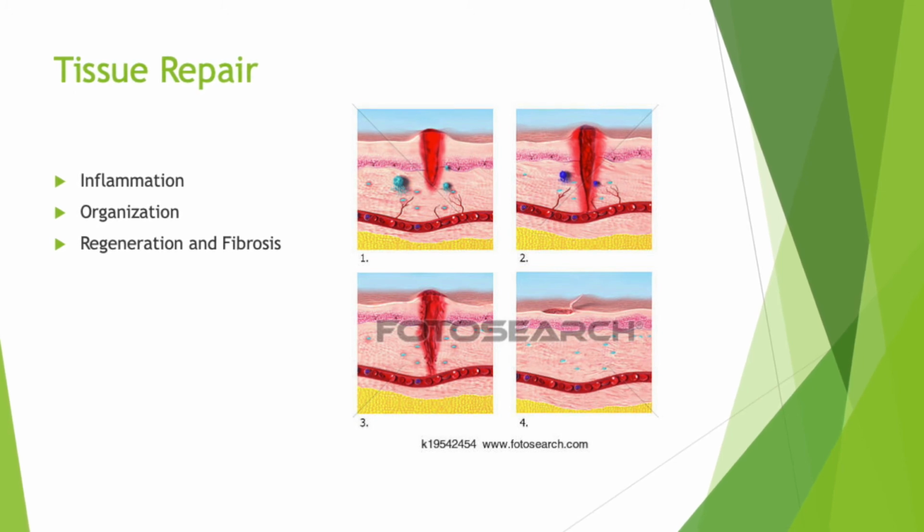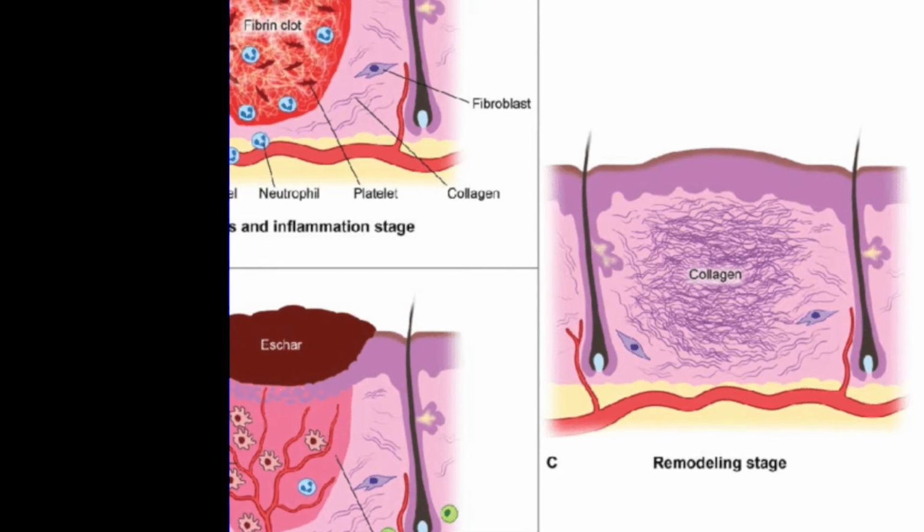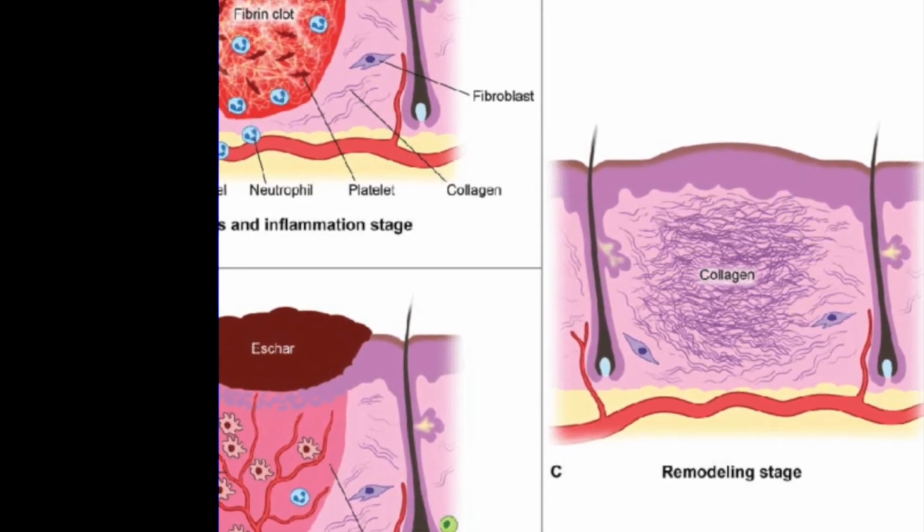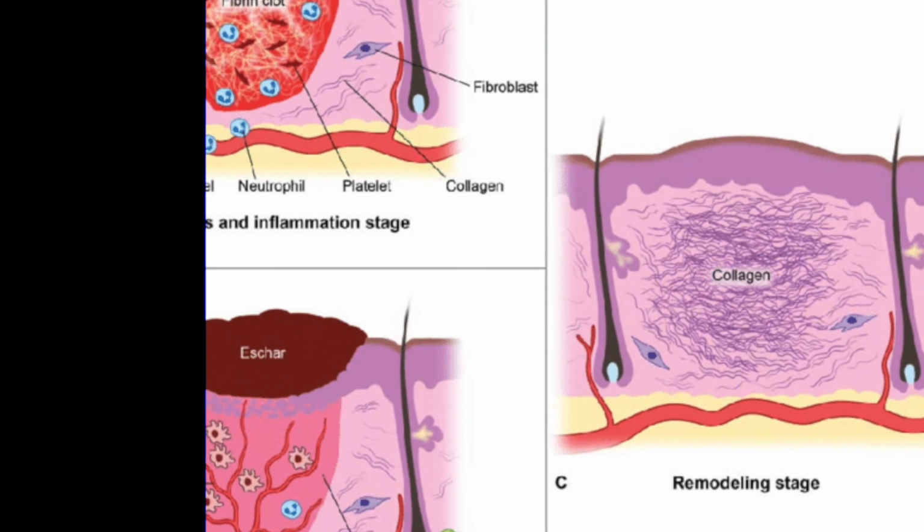The last step of tissue repair is the regeneration stage. The fibrous area matures and contracts, and the epithelium thickens. A fully regenerated epithelium with an underlying area of scar tissue is the result.